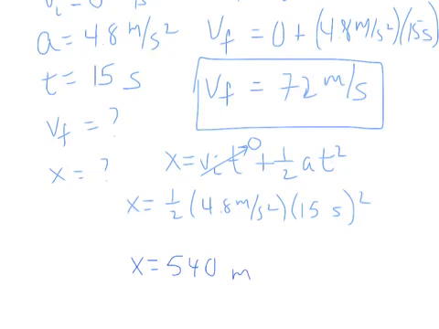So if you were writing a verbal statement on your test, you would say the speed of the plane at takeoff is 72 meters per second, and the length of the runway must be at least 540 meters for it to actually successfully take off.